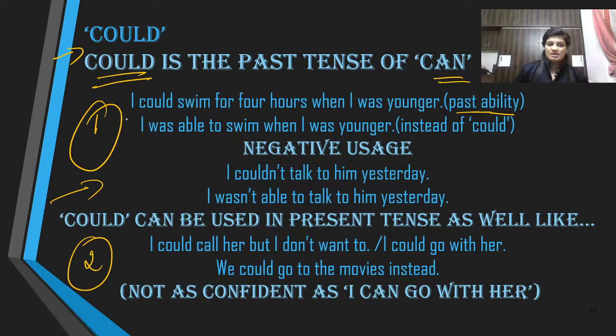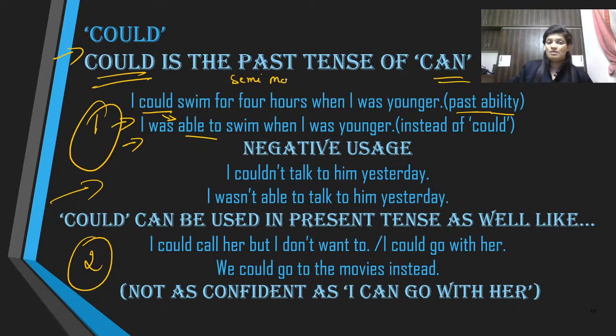Okay. So here, I could swim for 4 hours when I was younger. I could when I was younger, not now. Now, let us take a look at the second one. I was able to swim when I was younger. Instead of could, we also use able to. Remember, what did I tell you? Able to is a semi-modal.